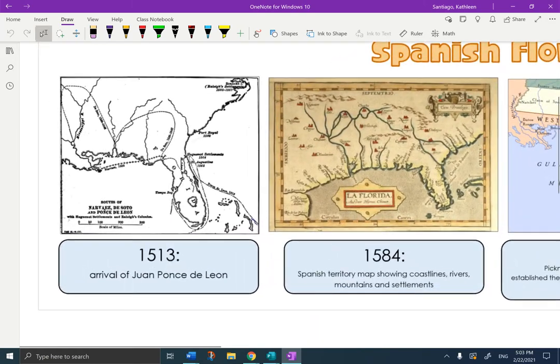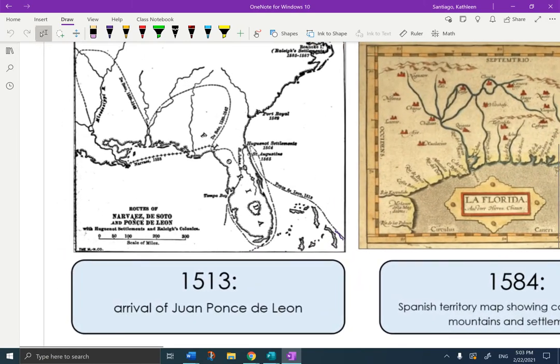So let's start back here in 1513. Juan Ponce de Leon was an explorer from Spain. He was on Christopher Columbus's second voyage to the New World. He landed and established part of Puerto Rico and became Puerto Rico's first governor. But that position was promised to somebody else, so he ended up going out and exploring again.